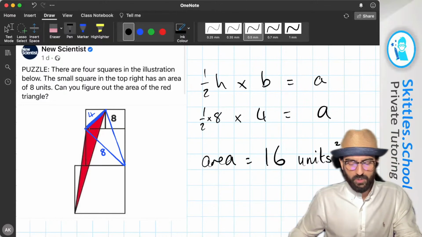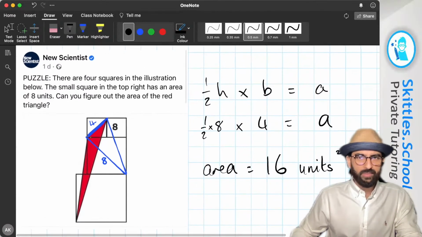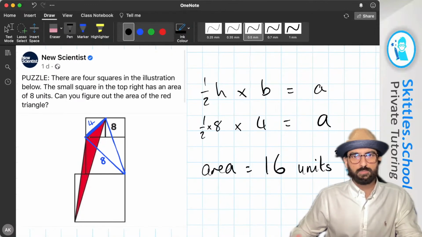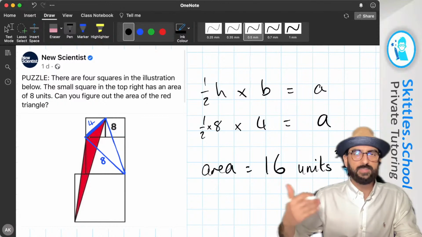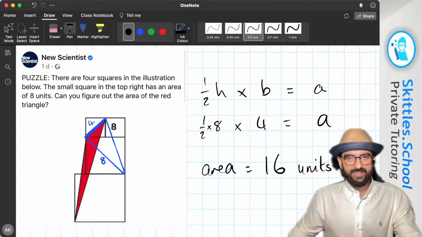That was a fairly easy question. The math was quite simple. It's just knowing that you can move the triangle and keep the height and the base the same. Excellent.